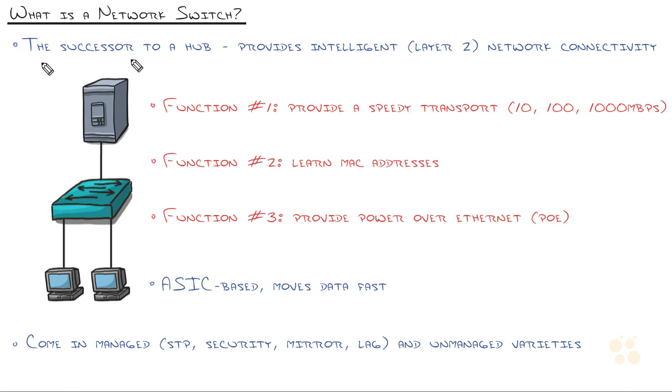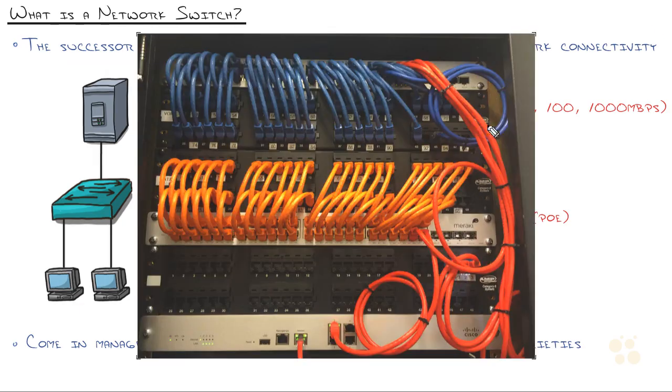A switch is a successor to a hub, meaning it's a second generation product. Its goal is to provide intelligent, and I threw in there layer 2, I'll talk about that in just a second, network connectivity. Up till now, we've been talking about patch panels, which are great devices to terminate cables, meaning we now have a cable run that moves from a wall jack or a ceiling port, or wherever in our office, to a central place in the MDF.